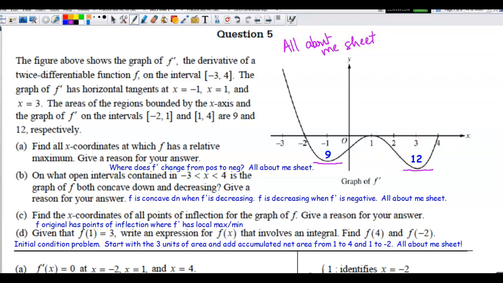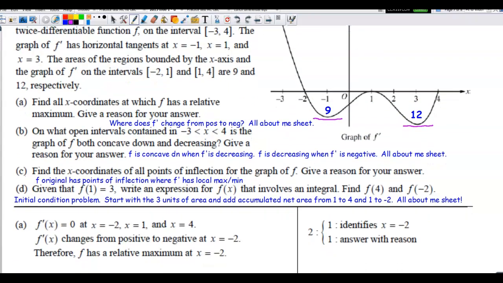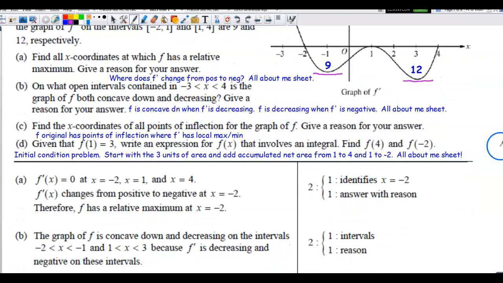Okay, so that's the prompt, and in part A, we are looking for x coordinates of f original, where f has a relative maximum. We know from the All About Me sheet that wherever f prime changes from positive to negative, we have a relative or a local maximum. And so f prime changes from positive to negative at x equal to -2. There is a critical number at x equal to 1, but there's no sign change, and there is a critical number at 4, but there's also no sign change.